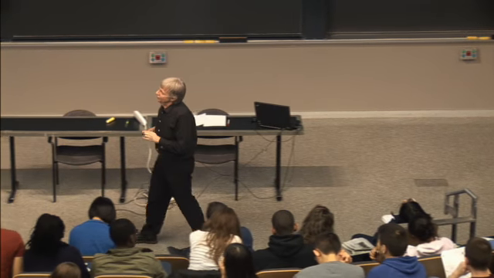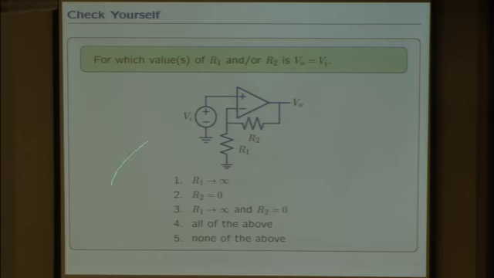So this is an amplifier. So here's a question. Make sure you follow what I just did. How could I choose the components R1 and R2 so that I make V out equal to VI?